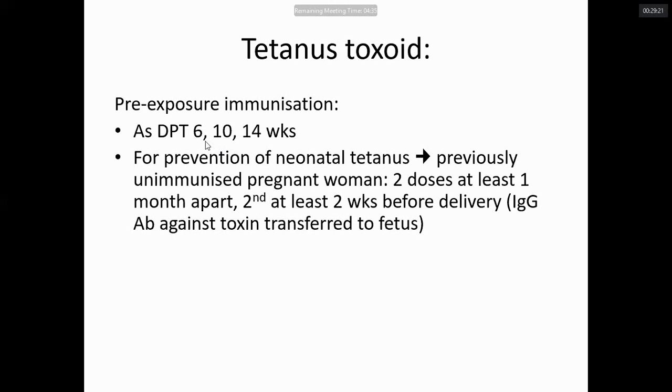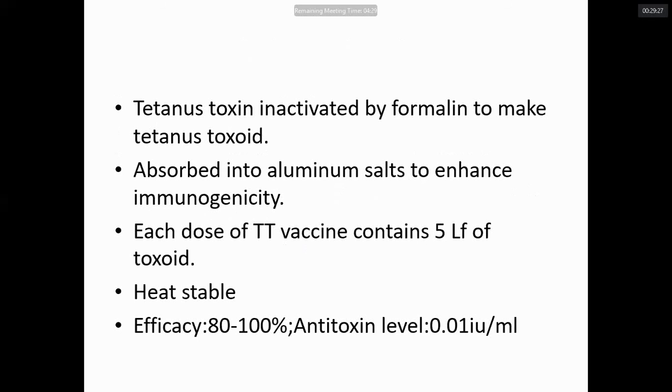Tetanus toxoid is given at 6 and 14 weeks, and for a pregnant mother, 2 doses are given 1 month apart. Tetanus toxin is inactivated by formalin to make tetanus toxoid, absorbed into aluminum salts. Each dose of TT contains 5 limit of population of toxoid. Efficacy is 80 to 100%.